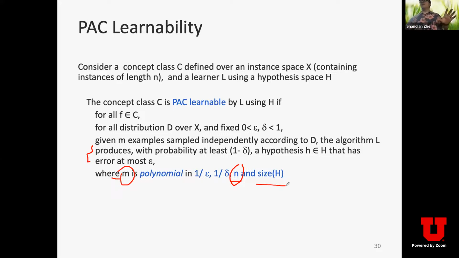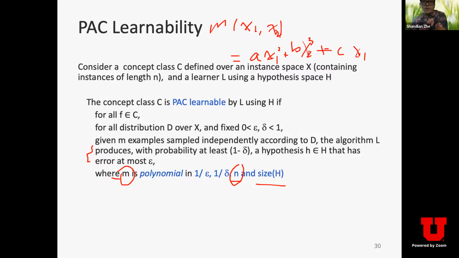So what is a polynomial? If I say m is a function of these four factors, it means m is a polynomial function of them. Let me write down some polynomial. If it's a function of x1, x2, it might be a times x1 squared plus b times x2 cubed plus c times x1 x2, something like that. It shouldn't contain an exponential of x1 or sine x2, something like that.